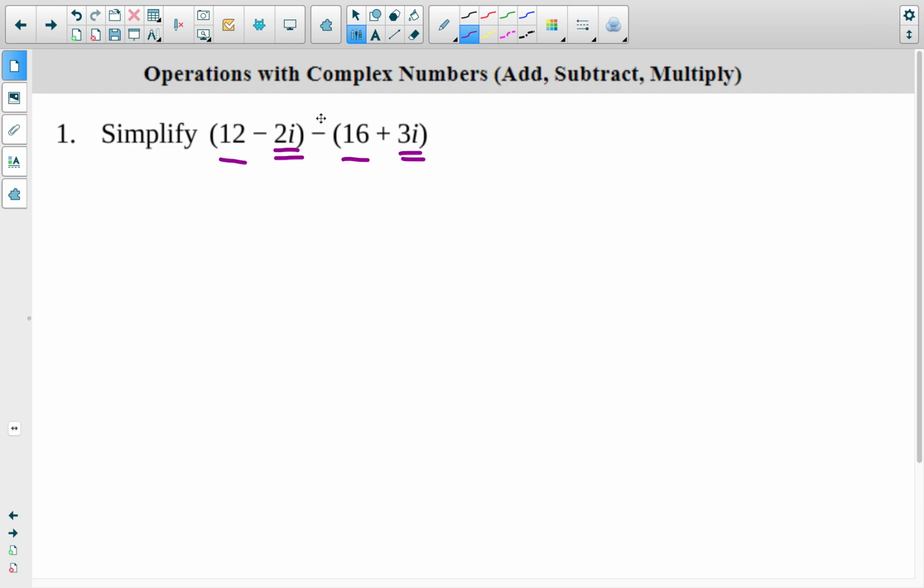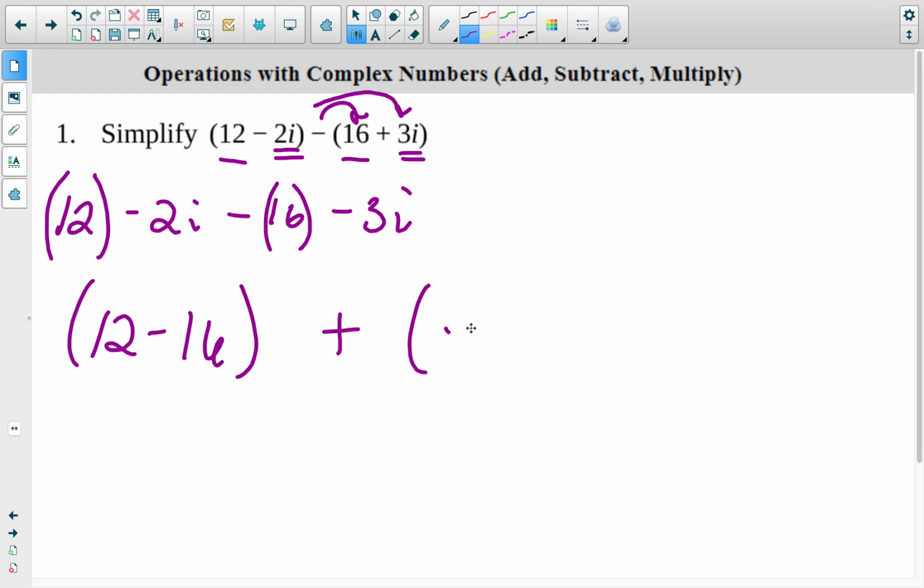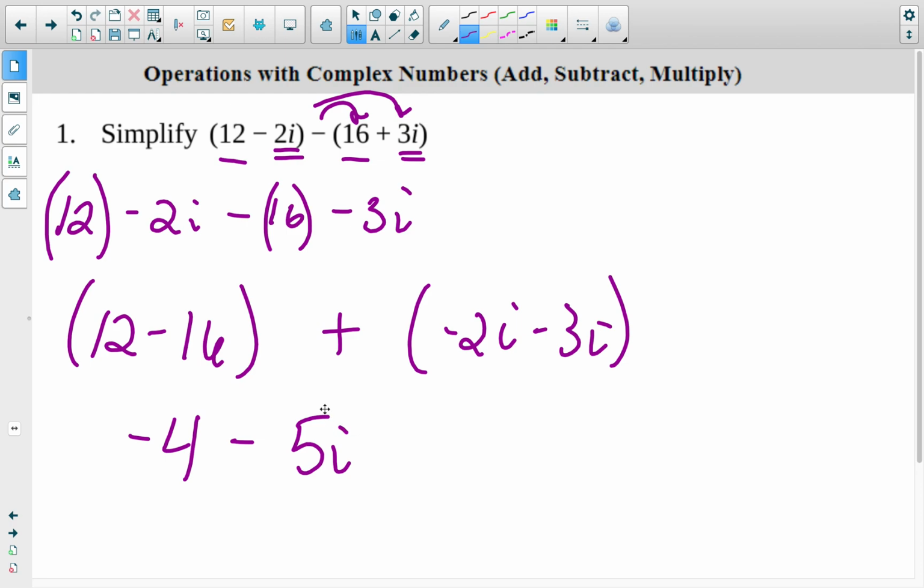Okay, so be careful, there's a minus sign right here, so we want to treat this like we would with regular combining like terms. We want to distribute that negative. Minus 16 minus 3i, meaning we want to take this 12 and this 16. We want to take 12 minus 16, and we want to take negative 2i minus 3i, and we want to end up with negative 4 minus 5i, right?